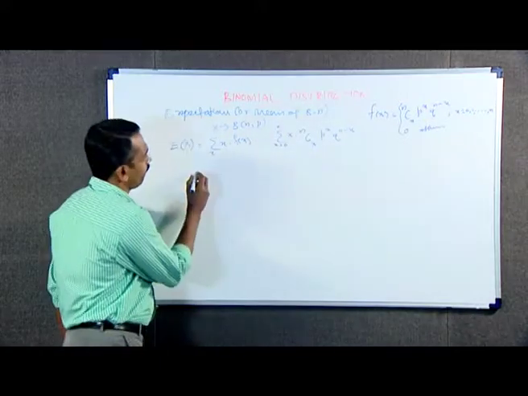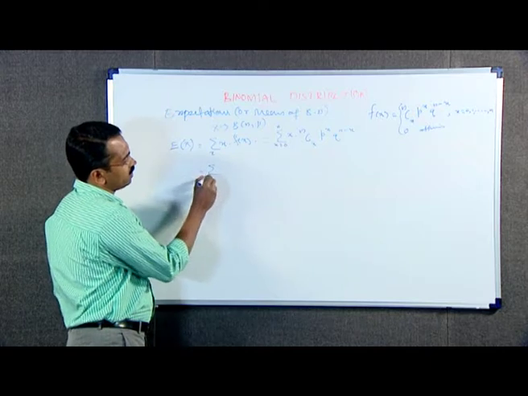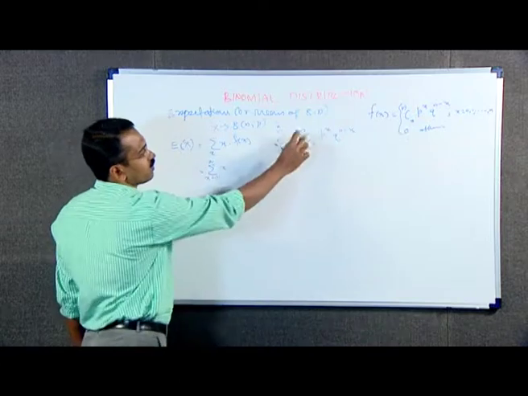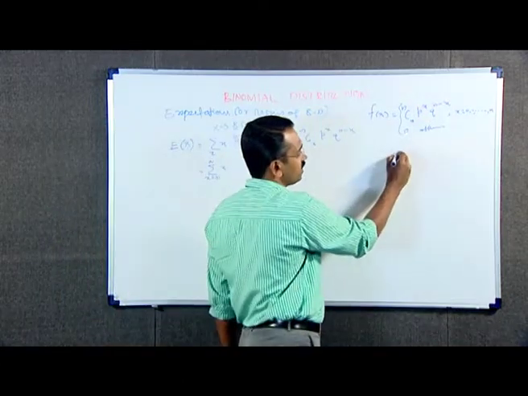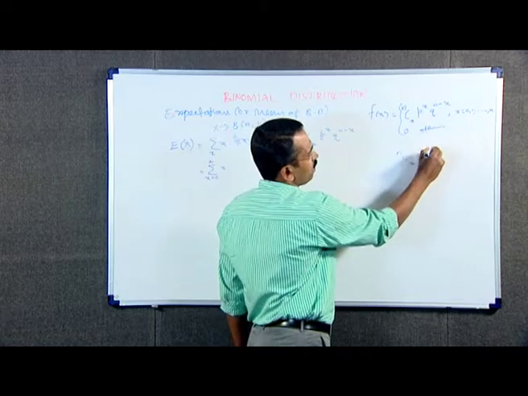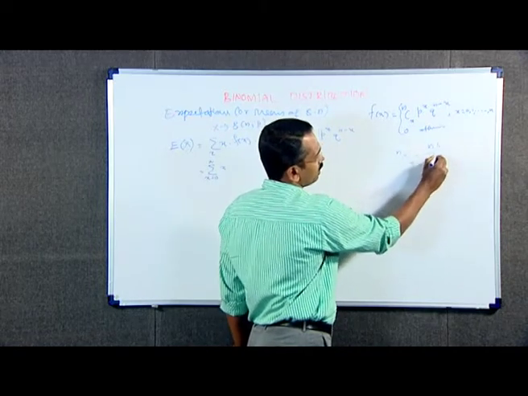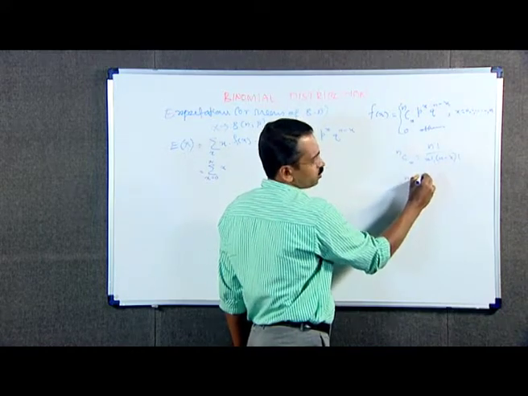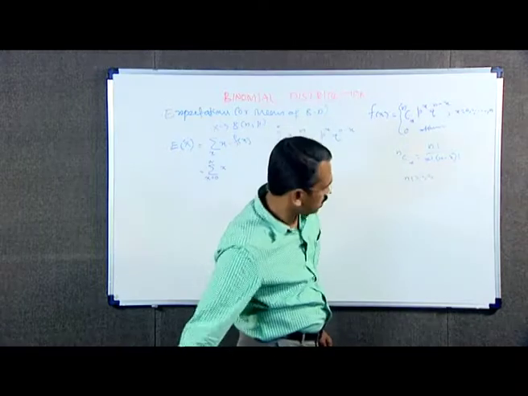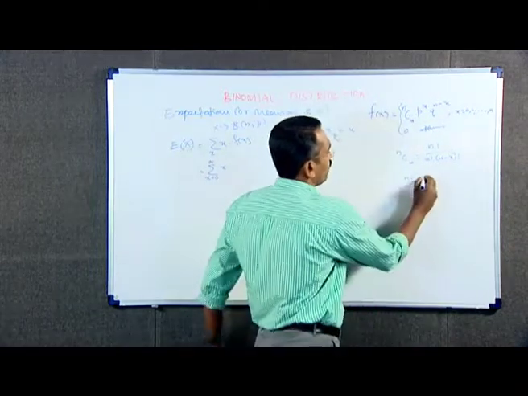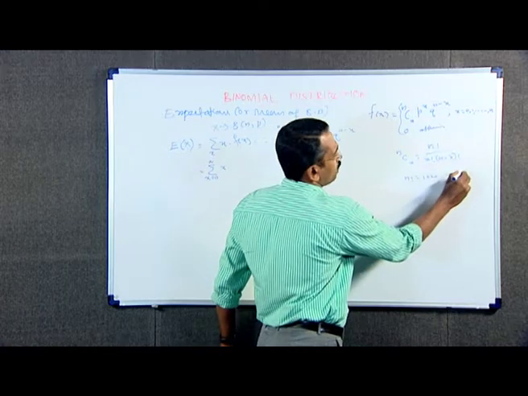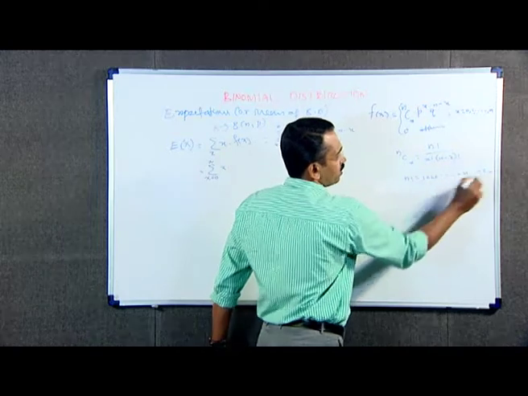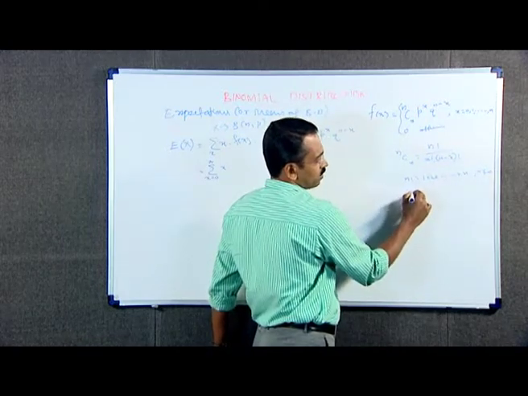This is equal to summation x varies from 0 to n, x into, by definition of nCx, n factorial divided by x factorial into n minus x factorial, where n factorial equal to 1 into 2 into etc. up to n, for n not equal to 0, and if n equal to 0, n factorial equal to 1.